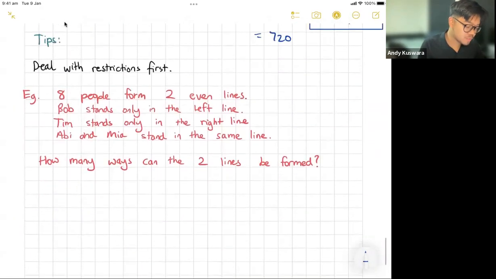Now, here are a couple tips to deal with the more difficult questions. Okay, deal with the restrictions first. Okay, I can't stress this enough. These questions get quite hairy and quite disgusting. And so the easiest way to do this is to deal with all your restrictions first.